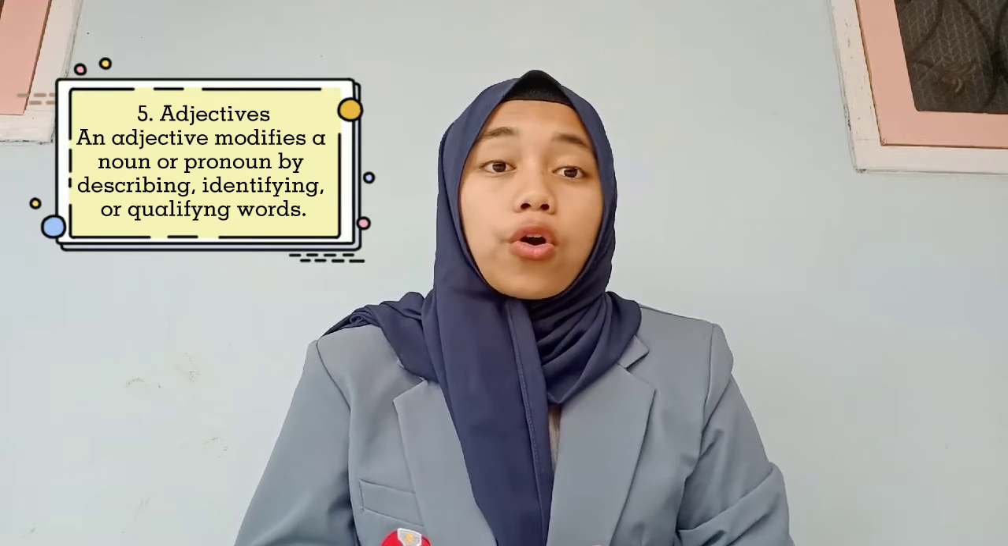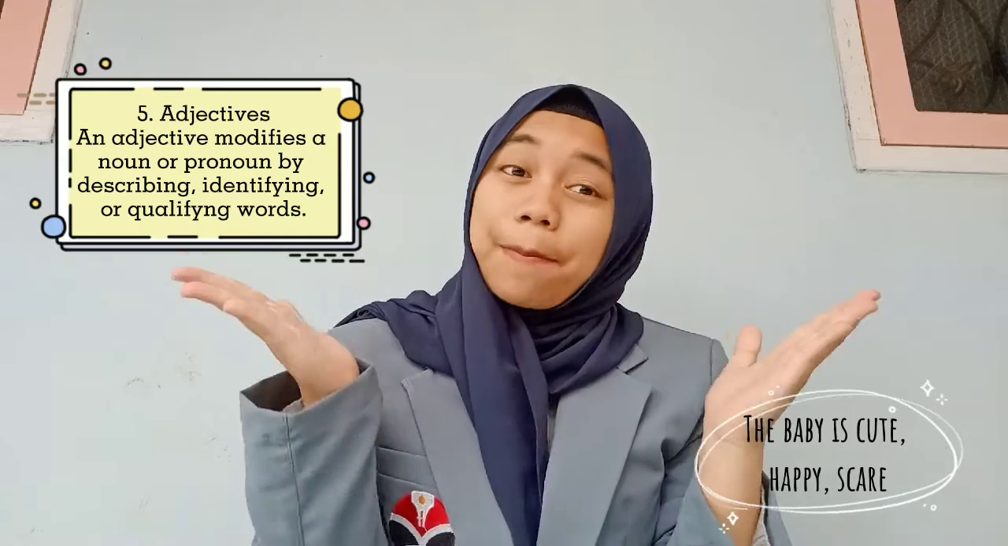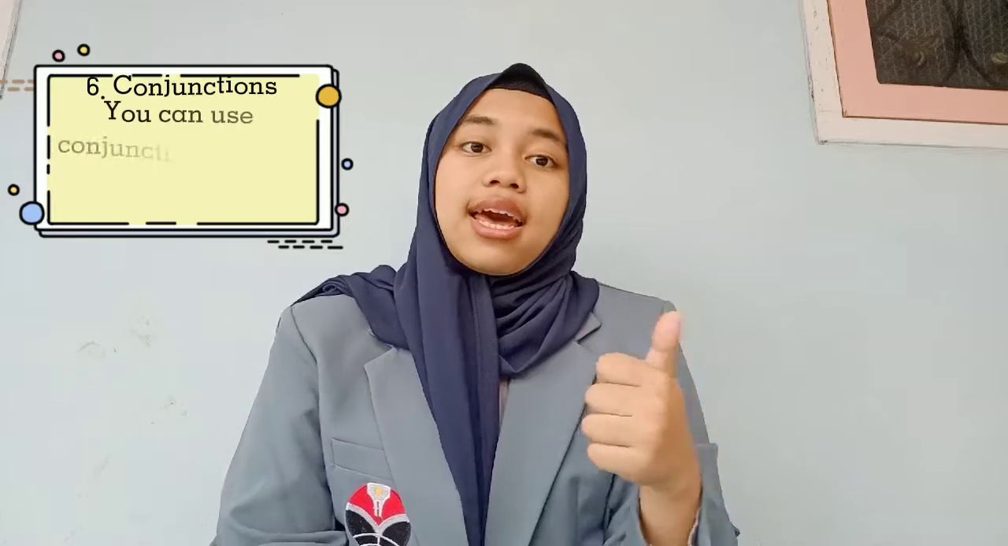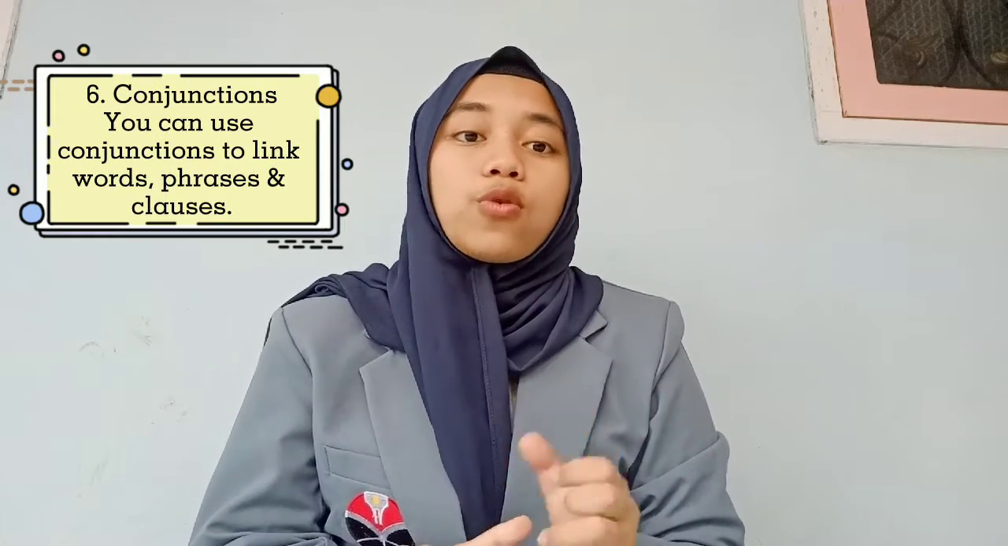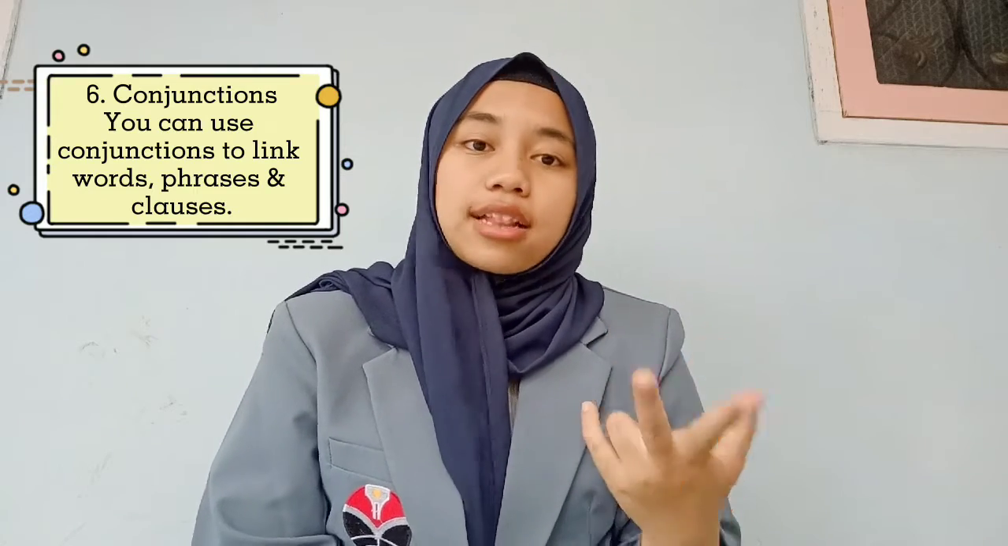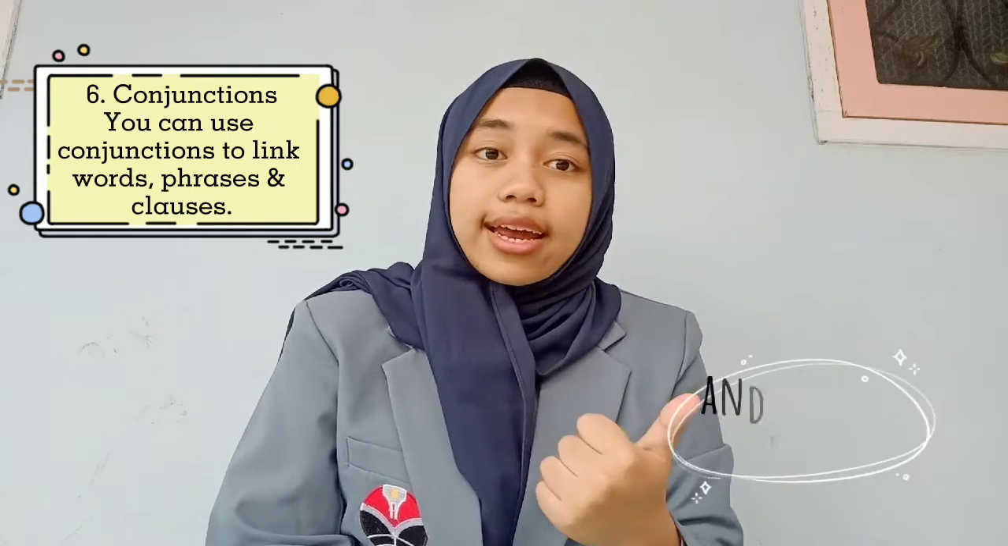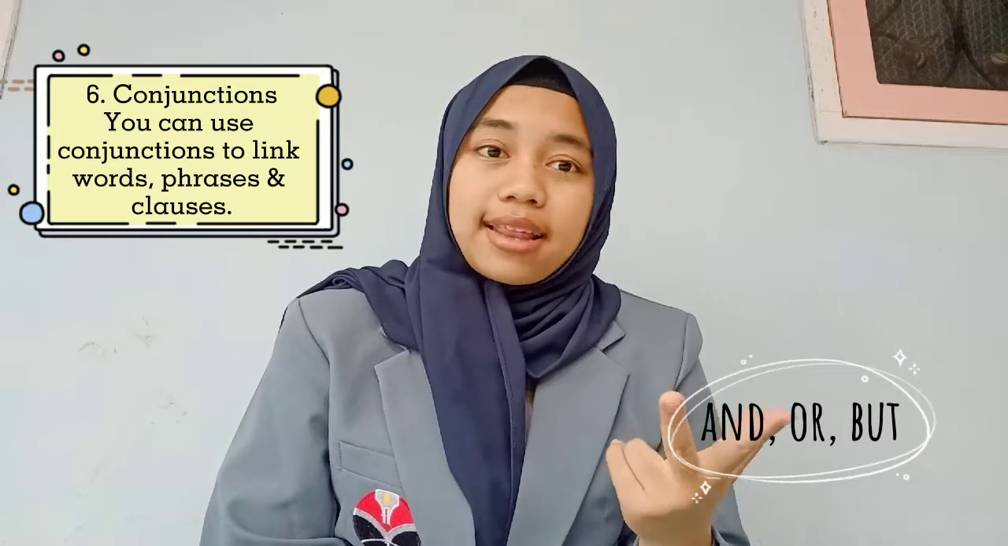Okay, now we are back to part of speech again. The fifth is an adjective. An adjective modifies a noun or pronoun by describing, identifying, or qualifying words. Example: the baby is cute, happy, scared, etc. The sixth is a conjunction. You can use conjunctions to link words, phrases, and clauses. Example: and, or, but, etc.